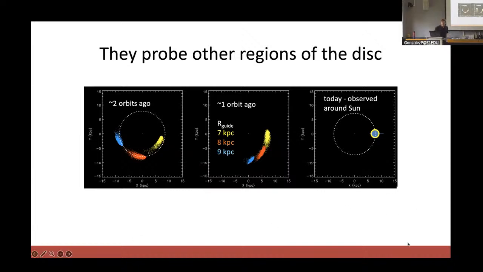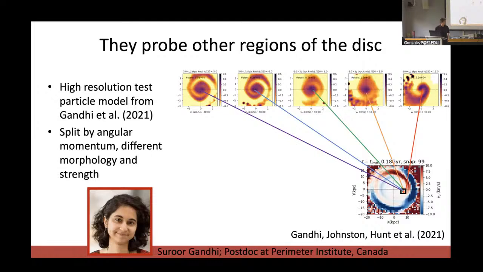I forgot to put the credits in, Kathleen Johnston. If you have these 3 populations of stars, today they're observed around the sun, the blue, yellow, and red ones. But depending on their angular momentum, around 1 orbit ago, they would be smeared out like this. Depending on a different guiding radii, like 2 orbits ago, they'll be even further apart. And so if something had happened to the galaxy at this point in time, you have a window on it from 3 different locations in the disk, all located in the solar neighborhood today. And so this was a nice test from Cyril Gandhi, a grad student at Columbia, now moved to postdoc at Perimeter in Canada.